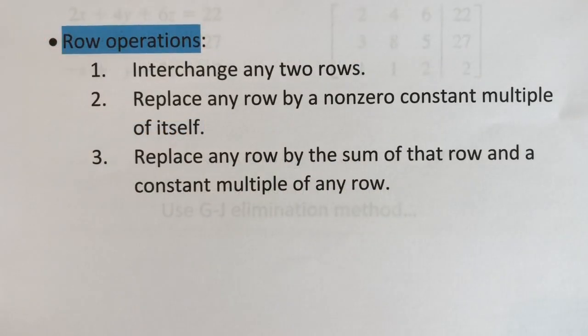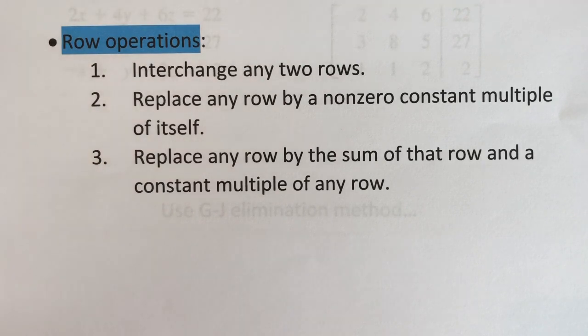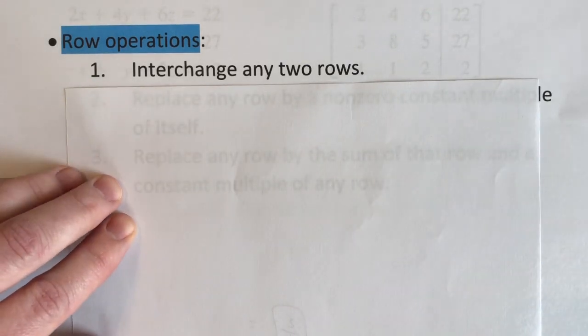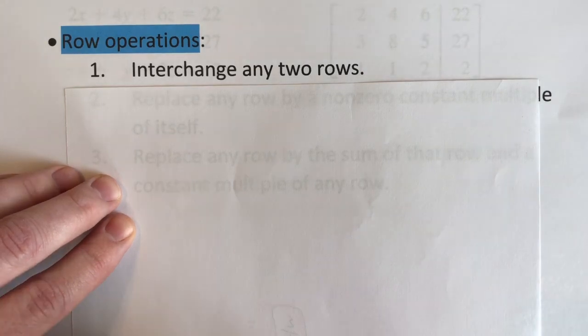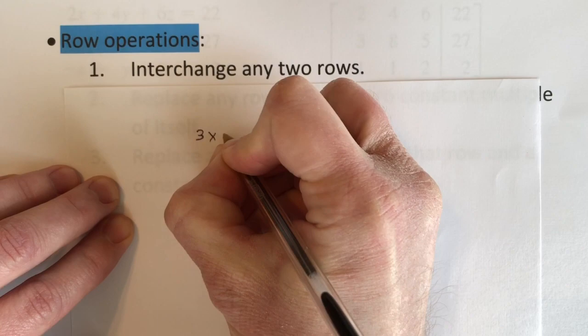So we need to learn what are called row operations. There are 3 row operations we can perform that make up what is called Gauss-Jordan elimination method. So the first one is you're allowed to interchange any 2 rows. And actually, let me just go ahead and show you. I'm going to make up a system here.